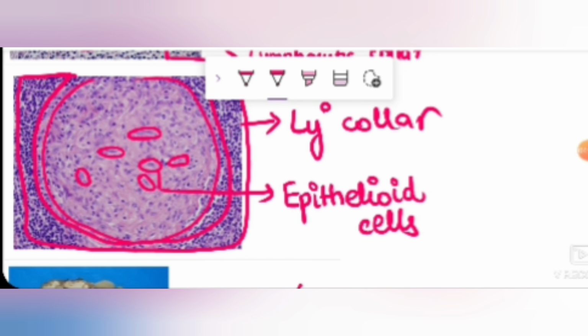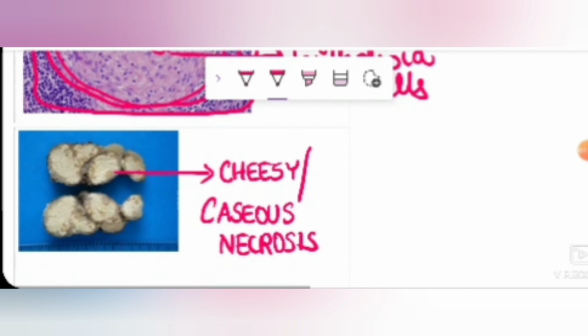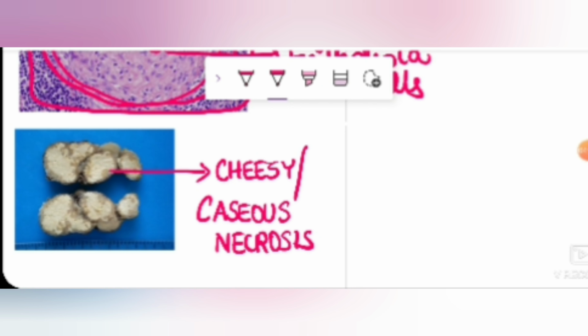Now, one thing that is not shown in the image that I showed you, but can be seen is, what if this was actually a case of TB? What if this granuloma was actually that of tuberculosis granuloma? What else would you have seen? You would have seen caseous necrosis.